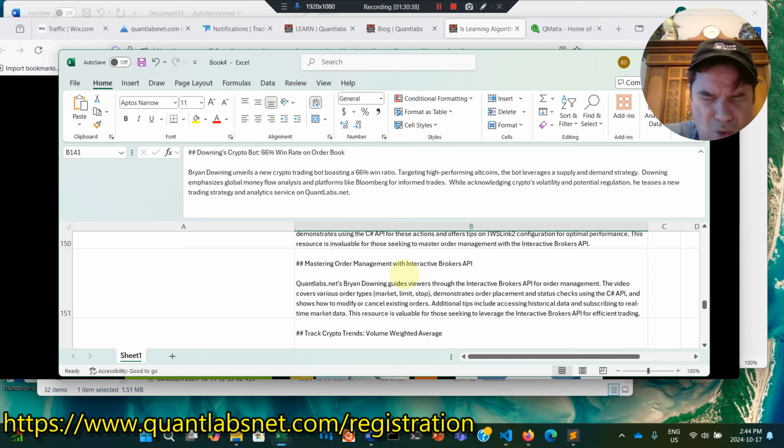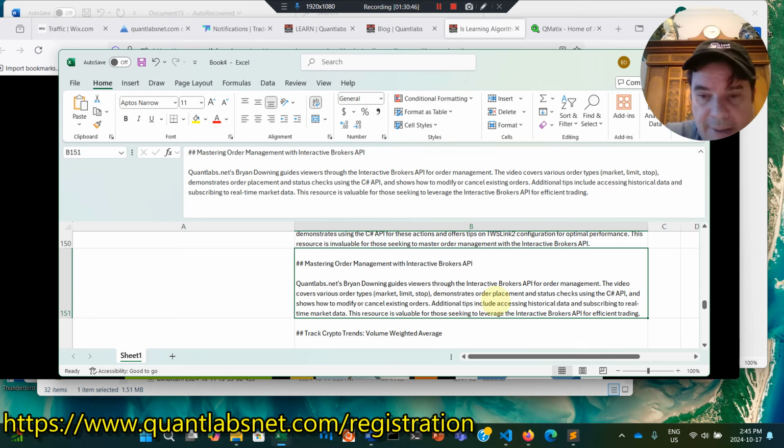Next up, we've got order management for the Interactive Brokers API. Order management, order types: market, limit, stop. Demonstrate order placement and status checks using the C# API. As I said, most likely the C++, C#, and Java APIs are similar. How to modify or cancel existing orders, and tips on accessing historical and subscribing to real-time market data.